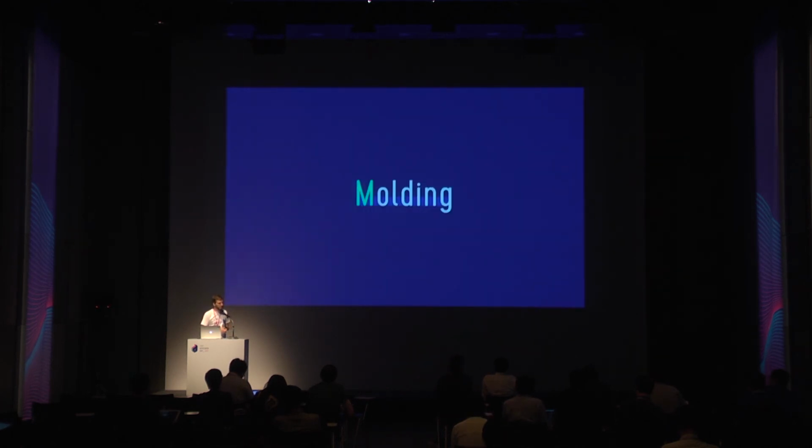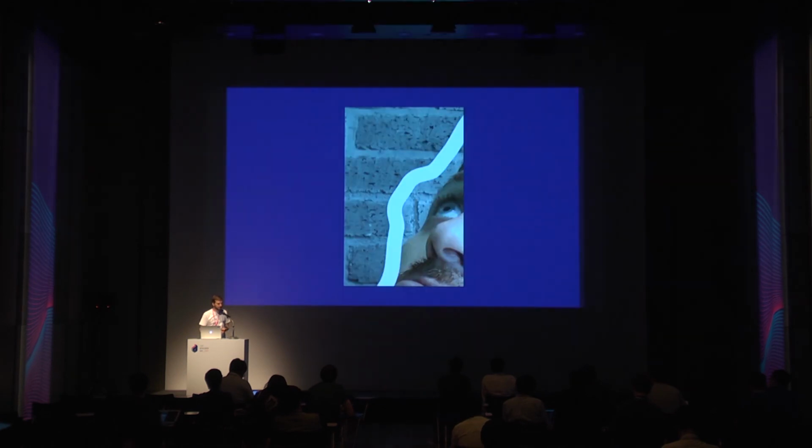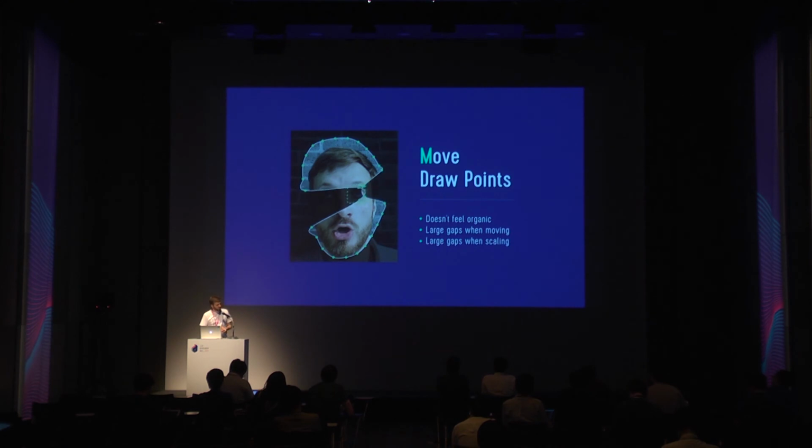Let's go to the next one, molding. Just a reminder, molding is changing the path. So that should be easy, right? We just need to move the points on the path and reapply our smoothing. So let's do that. That's also not really what we want.